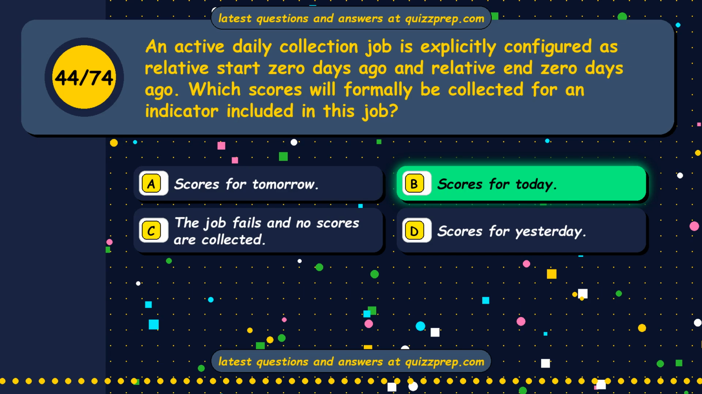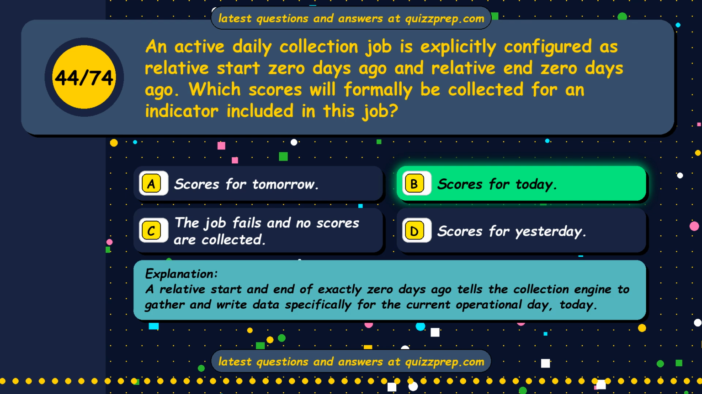The correct answer is option B. Scores for today. A relative start and end of exactly 0 days ago tells the collection engine to gather and write data specifically for the current operational day, today.